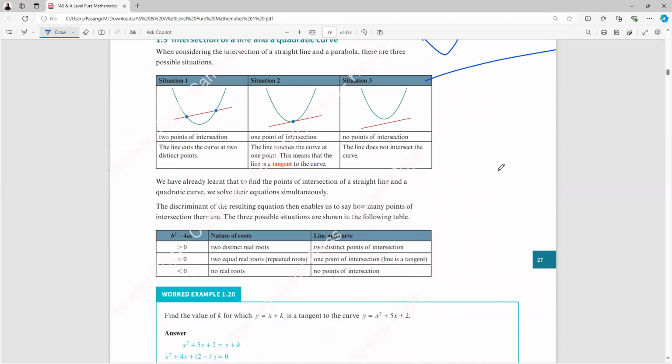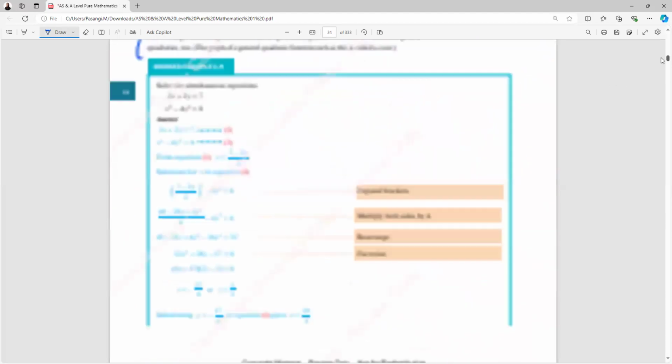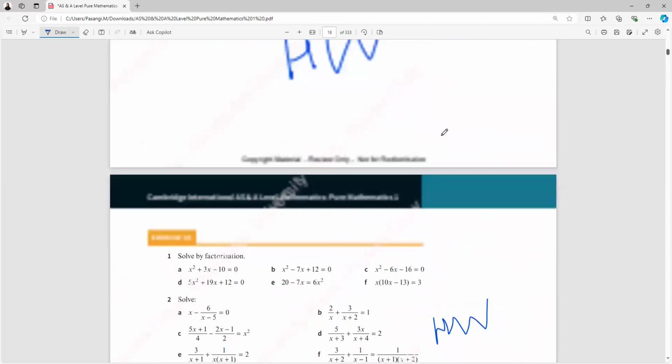Yes, but it's a little bit different, because earlier the roots were for the line and the curve. Earlier, for the quadratic equation it was that equation's roots, but here it is about the intersection. They gave the line and the curve so that we can do it graphically.